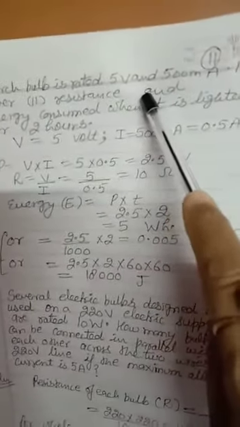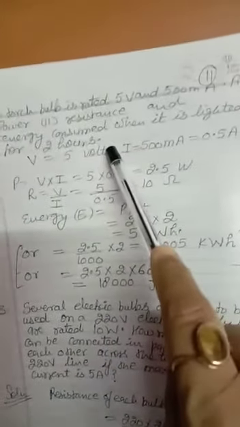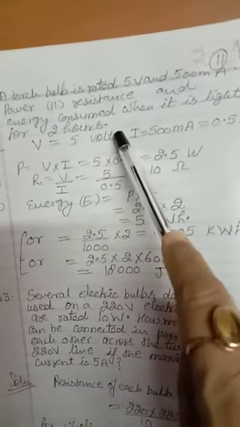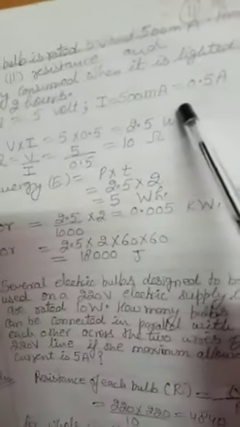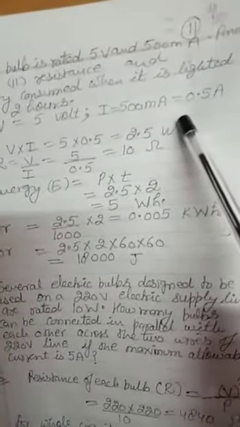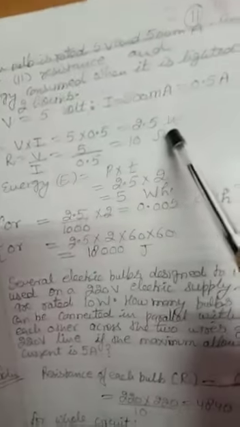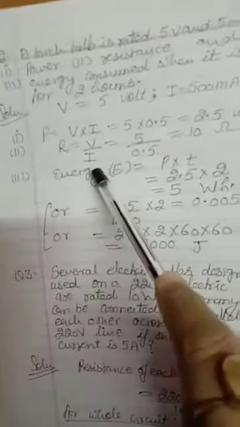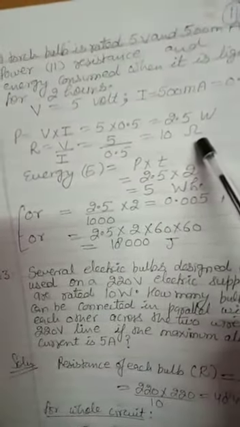Next question we are saying a torch bulb is given whose ratings are 5 volt and 500 milliampere. Then we have to calculate the resistance of the bulb and the energy consumed by the bulb when it is used for 2 hours. So you know voltage is given 5 volt. And current is 500 milliampere, we will convert it into ampere, that is 0.5 ampere. So power is V into I, that way we get 2.5 watt. Then resistance of the bulb, R is V upon I, that is 10 ohm on substituting the values.